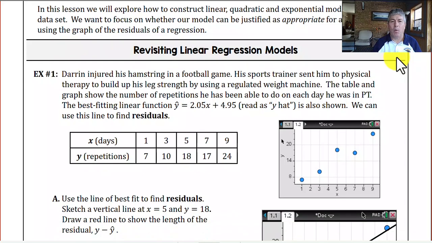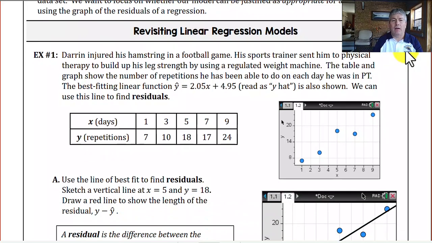So here in example 1, we've got a young man who was injured in his football game. He went to the sports trainer for physical therapy to build up the strength in his leg. The table of the graph shows the number of repetitions he's been able to do each day he was in physical therapy. Well, this sounds familiar. The best fitting linear equation is y hat equals 2.05x plus 4.95.